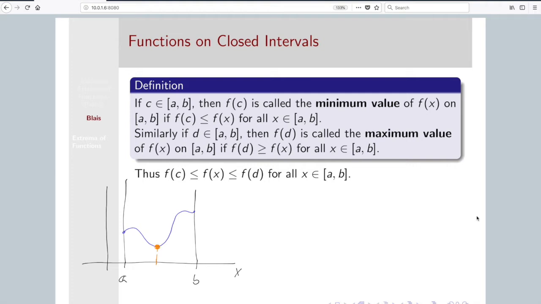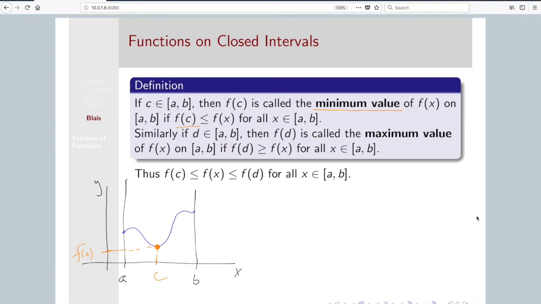So using this terminology here, this would be our minimum value, f of C, described here. And you see from the definition that f evaluated at C is less than or equal to f of x for any other x in this interval AB. So that's formally what it means for f of C to be the minimum of f on this closed interval AB. For the maximum, you just go in the other direction.